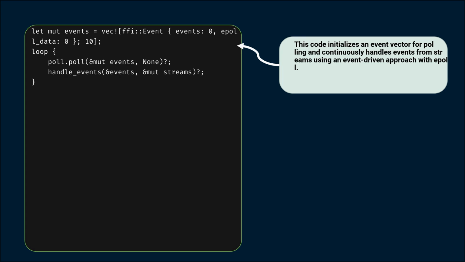As events are detected, we invoke the handle_events function, passing in the vector of events along with our streams. This function processes each event, allowing the application to respond appropriately, such as reading data from a TCP stream and displaying the output. This structured approach leverages the non-blocking nature of epoll, ensuring that our application remains responsive and efficient while managing multiple simultaneous connections, especially important in a server environment. By using this polling strategy, we can simplify the flow of handling asynchronous events and maintain optimal performance.